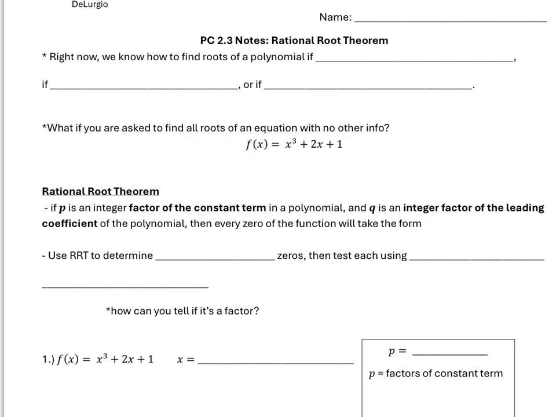Okay, so 2.3 is about the rational root theorem and about how we factor polynomials or find the factors of polynomials when they're not in a form as we've seen so far. So far, we know how to find the roots of a polynomial if we are given a factor. So if they tell us x minus 2 is a factor, then we can continue to use synthetic division or long division to find other factors. We know how to find the factors if it's already in factored form.